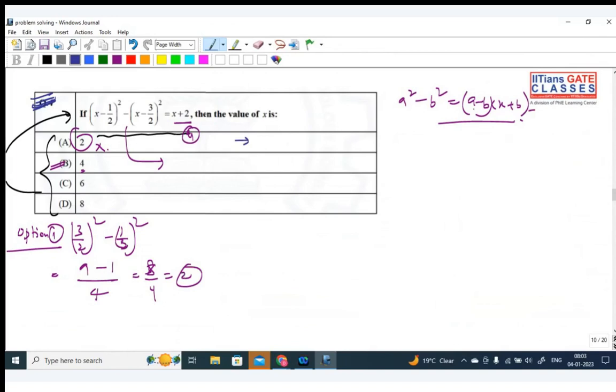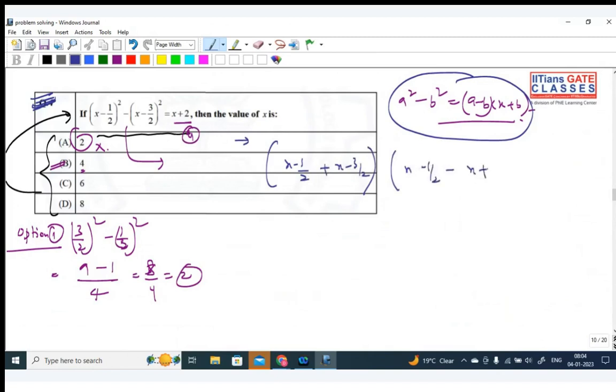And you can also use this kind of a property, right? Okay, so you can say that this is (x minus 1)/2 plus (x minus 3)/2, and this is (x minus 1)/2 minus (x plus 3)/2, right? Which is equal to x plus 2, right? Okay, so you can solve this further, right?